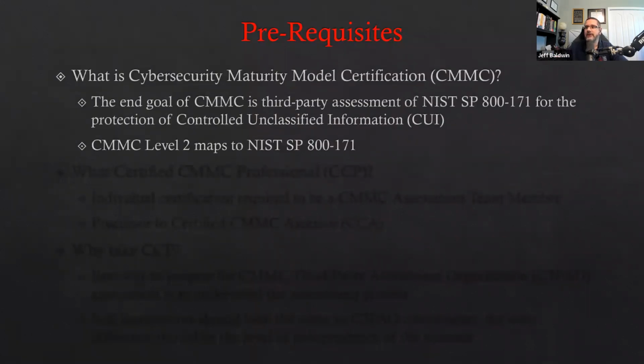If you're at this video and you don't know what CMMC is, CMMC is the Cybersecurity Maturity Model Certification. Essentially, there are requirements from DFARS that say you have to protect CUI, and when you have CUI in a covered contract information system, you have to protect it with NIST Special Publication 800-171. The main goal of CMMC is to provide a third-party assessment to give the Department of Defense a level of assurance that you are actually meeting those requirements. CMMC Level 2 maps directly to 800-171.